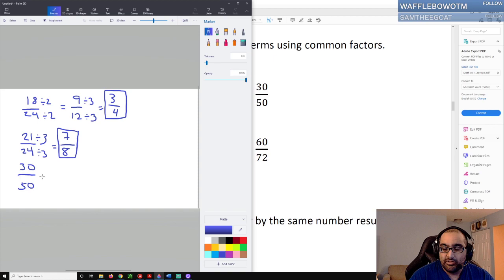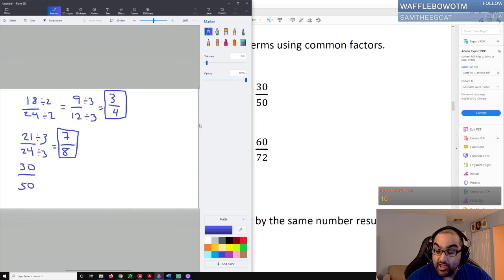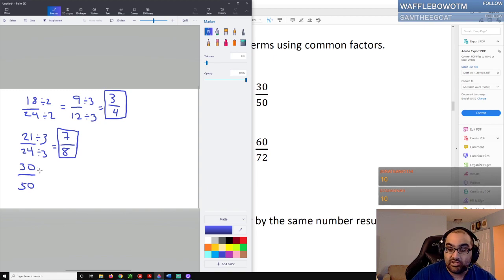Okay. So let's look at 30 and 50 here. First things first, we want to find a common factor between 30 and 50. Like I said, lots of possibilities. But what's a good common factor to go with here? 10, right? So we could take 10. 30 divided by 10 is nice and clean, right? And same with 50. 10 is nice and clean with 50. Perfect.